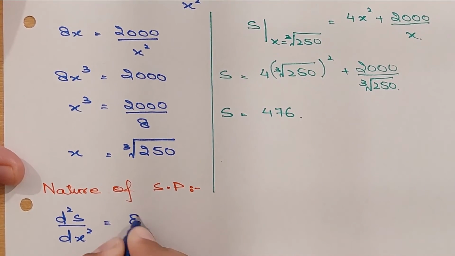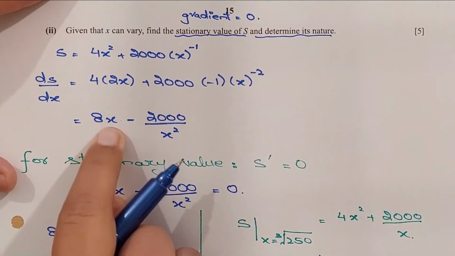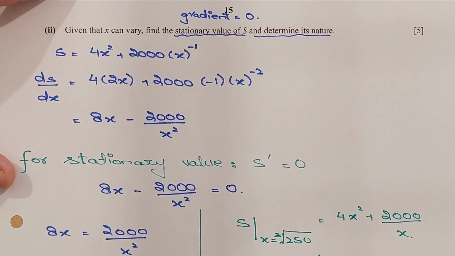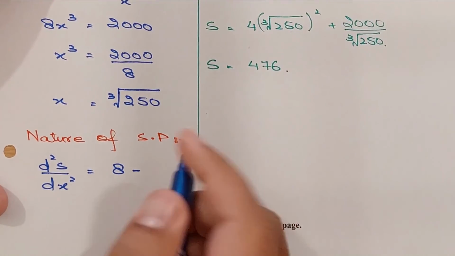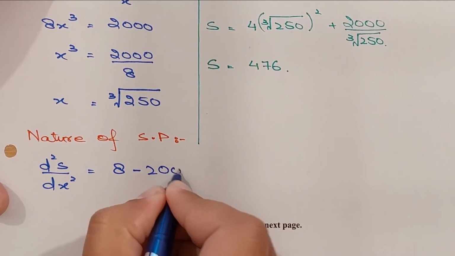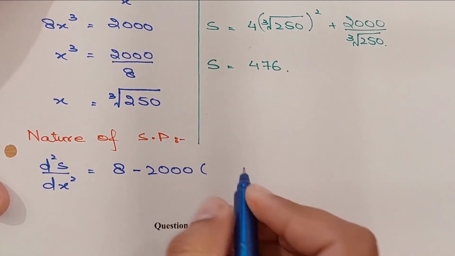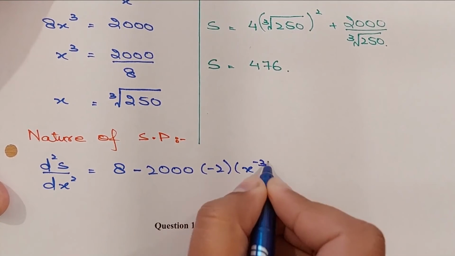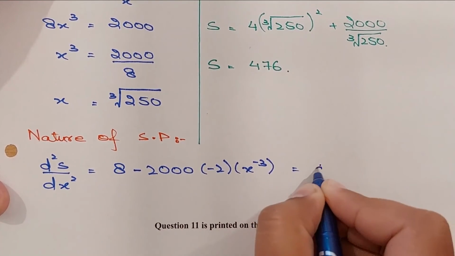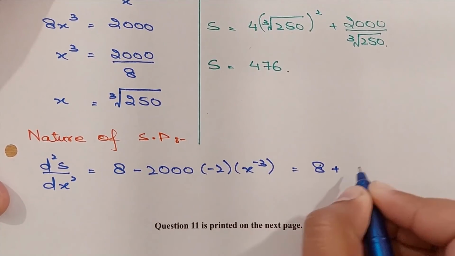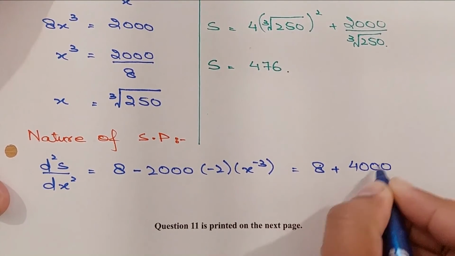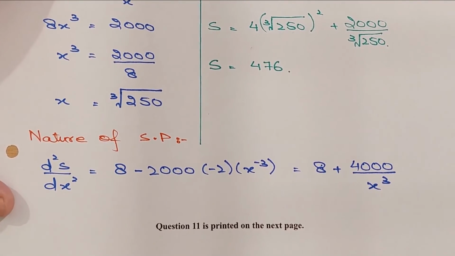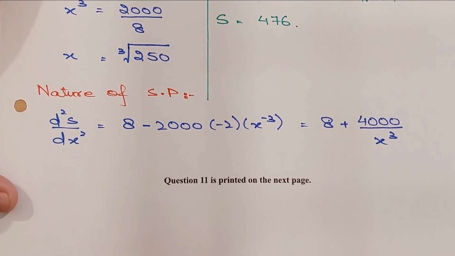This equals 8, since the derivative of x is just 1, and for the x power, the derivative brings down the power, so we have 2000 times minus 2, and x power minus 3. So the second derivative is 8 plus 2 times 2, which is 4000 over x cube. So this is the second derivative. Now we have to put this x value in to get the answer.